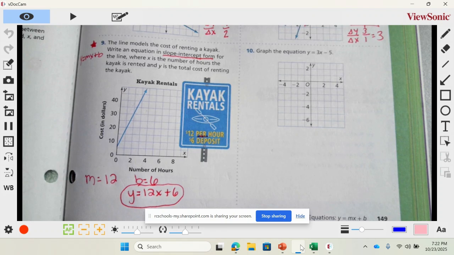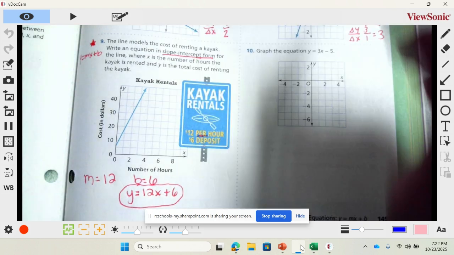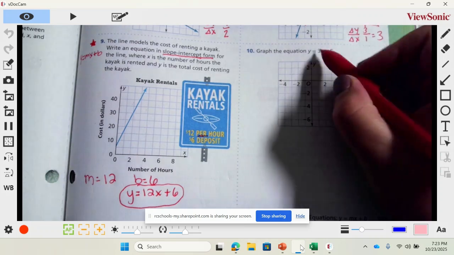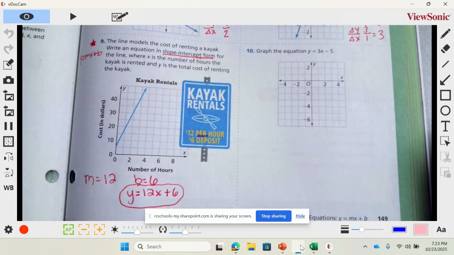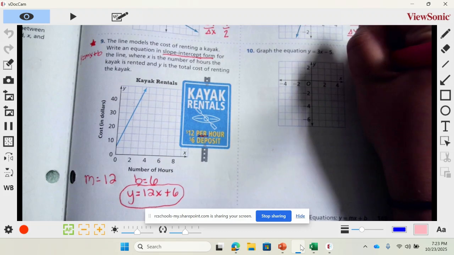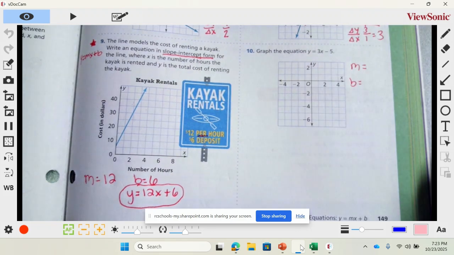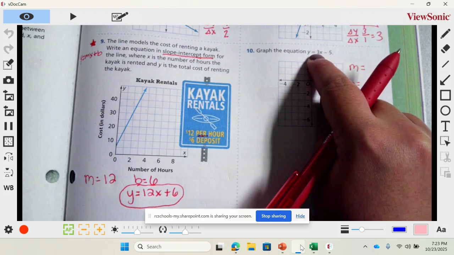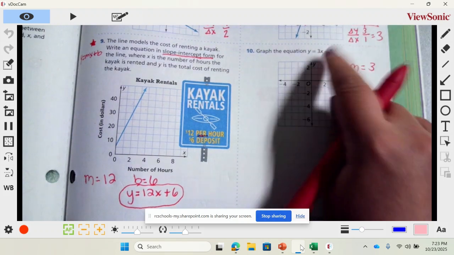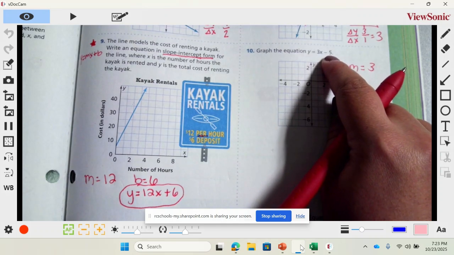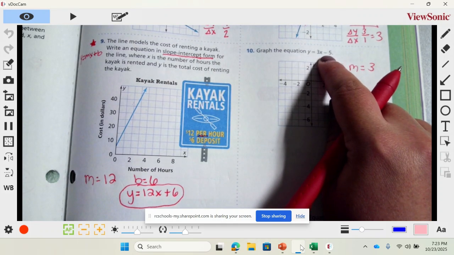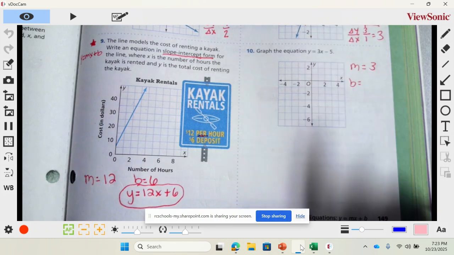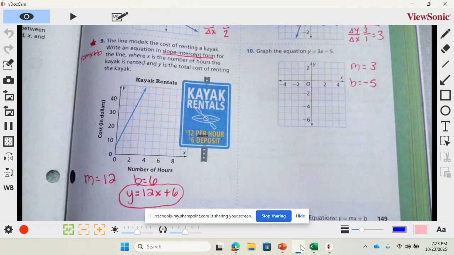Great. Okay, let's go ahead. Let's look over here at number 10. So it says, graph the equation y equals 3x minus 5. Let's identify what is our m, what is our b. Remember, our m is married to an x. So if I see x, I know my m is 3. And remember, my b is always by itself. Now pay close attention. What's in front of that 5? Oh, minus sign. So it's not a positive 5, it's a negative 5.